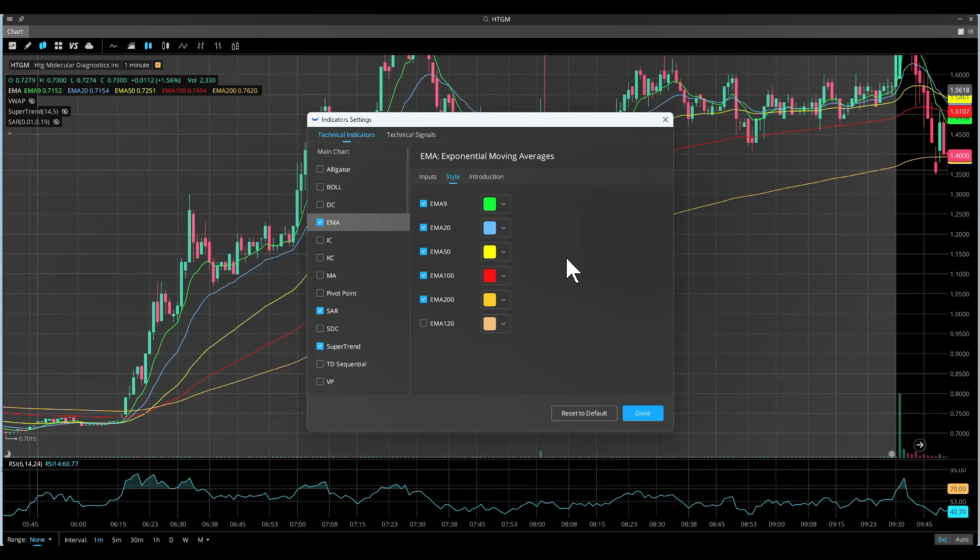EMA 100 and 200 are red and orange. You can pick whatever color you desire, but EMA 100 and 200 represent average down areas, and I will get more into detail about that when we get to that point.